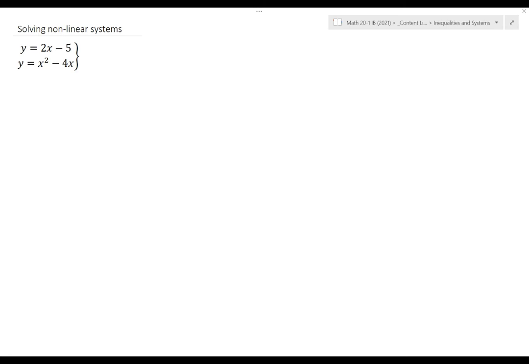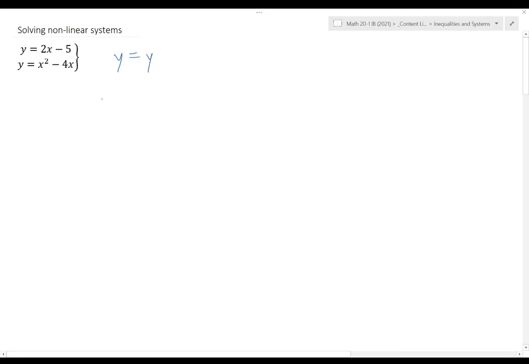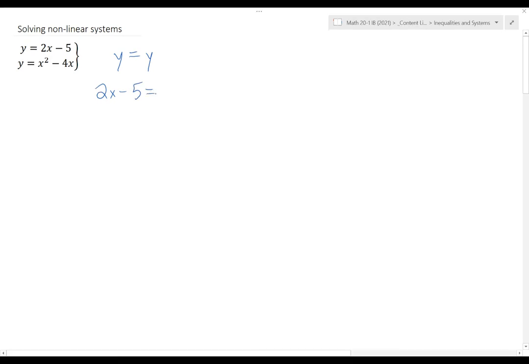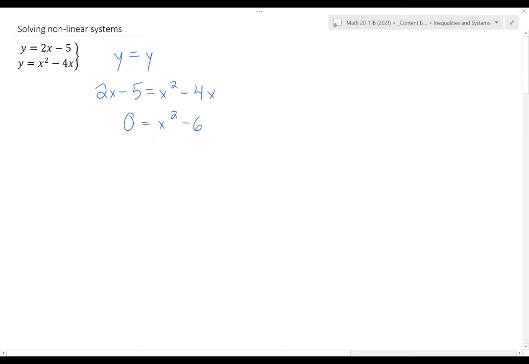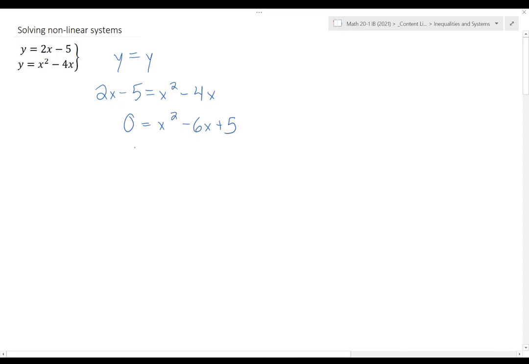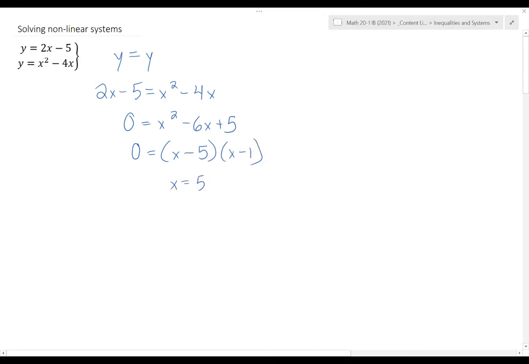And we're going to use a combination to solve these systems, a combination of substitutions, sometimes eliminations, and go from there. But in this case, we're going to use the fact that y has to equal y. So since y has to equal y, that means 2x minus 5 has to equal x squared minus 4x, which means we have a quadratic equation. So that is x squared minus 6x plus 5. This one is factorable. You do also have the quadratic formula if necessary, but (x minus 5)(x minus 1), which means that x can equal 5 or x can equal 1.